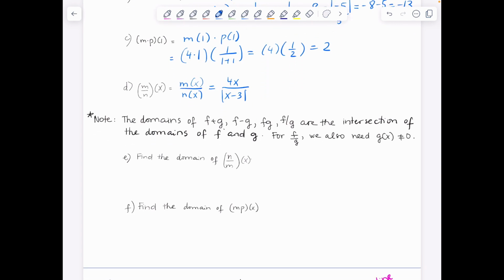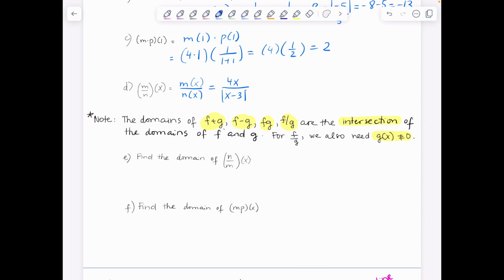Note that the domains of all these operations, f plus g, f minus g, f times g, f divided by g, are the intersection of the domains of each function, f and g. Except for f over g, we need an additional condition, which is g of x has to be different from 0, because g is in the denominator. So whichever function is in the denominator, we need to add the condition that that function cannot be 0.